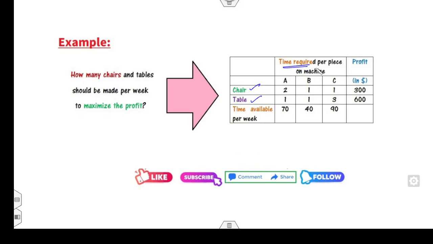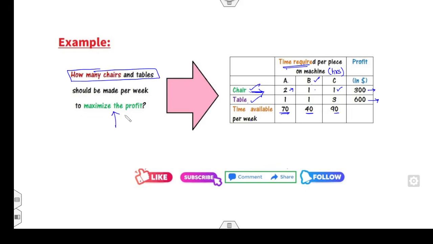Another example is, suppose you have to manufacture some chairs and tables. The time required to prepare chairs and tables on the machines A, B, C is 2 hours, or 2 minutes. Let's say this is in terms of hours. Then 2 hours is the time period required to prepare a chair on machine A. Similarly 1 hour for machine B and 1 hour for C. And what is the total cost of a chair? $3,000. Similarly for the tables it is $6,000, and the maximum time periods you have allocated per week are 70 hours, 40 hours and 90 hours. And your target is how many chairs and tables should be made so that you can maximize the profit.